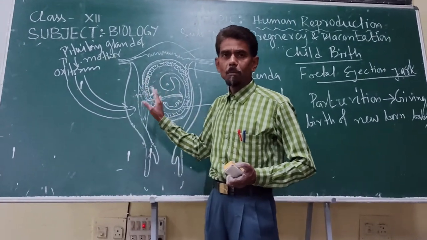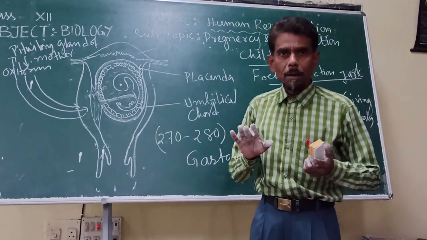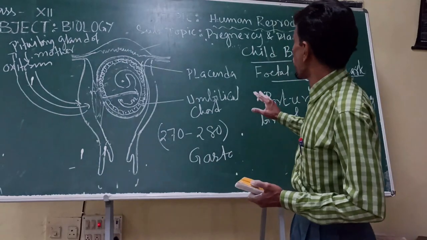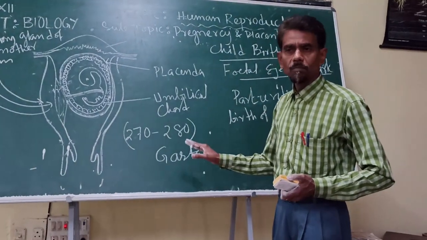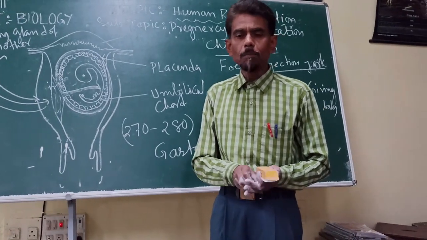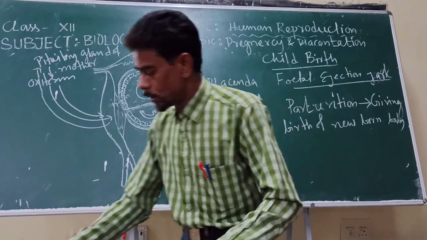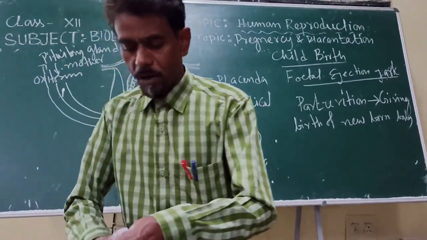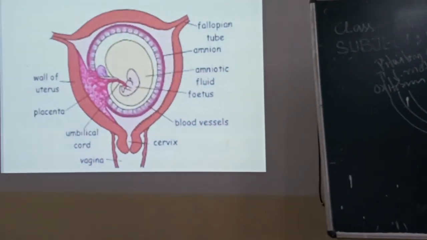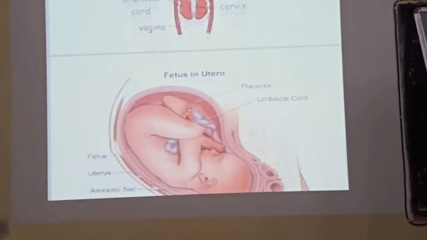Now the baby is getting birth. With this, I have completed your whole topic of human reproduction. I suppose you got a very clear concept. But before I wind up, I'll show you a clipping so that you can get a very clear concept about when the baby is about to be born.